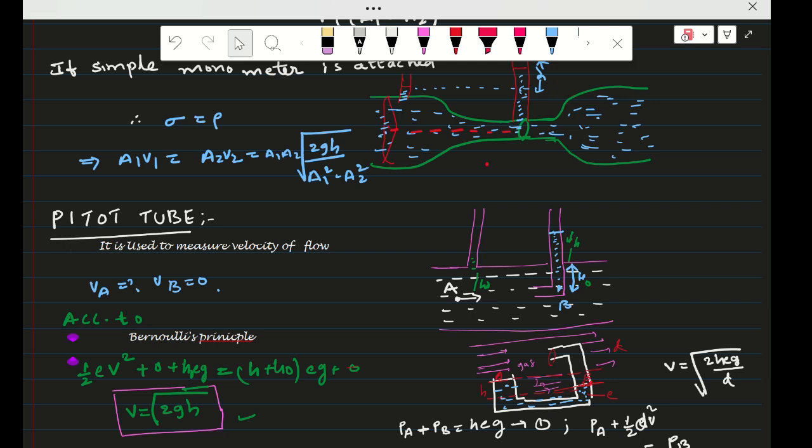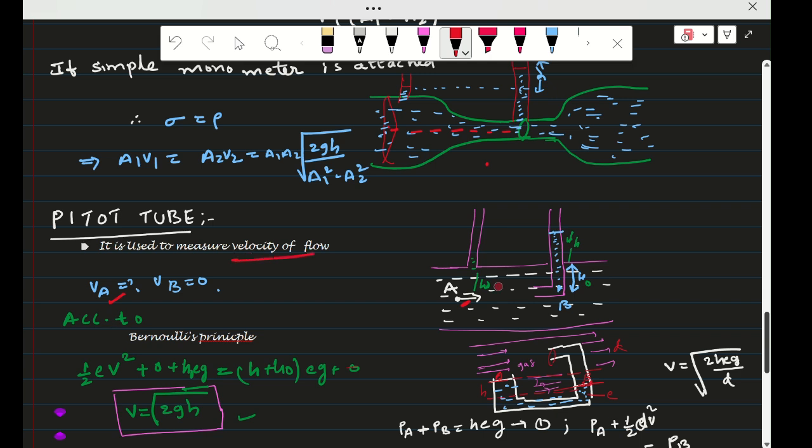So now in this, consider 2 points, A and B. At A the velocity is equal to VA, and I want to find out the velocity of flow. At B the velocity is equal to 0. Point A is at h naught distance from the free surface and point B is at h plus h naught distance, the overall distance.